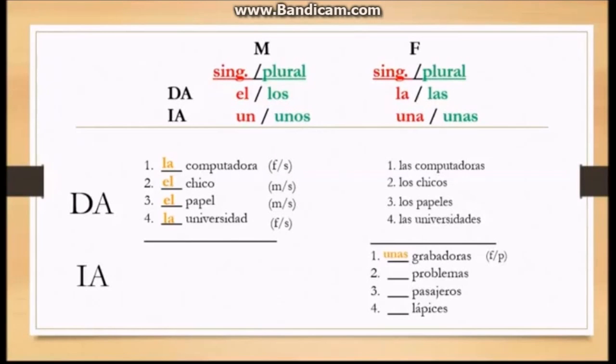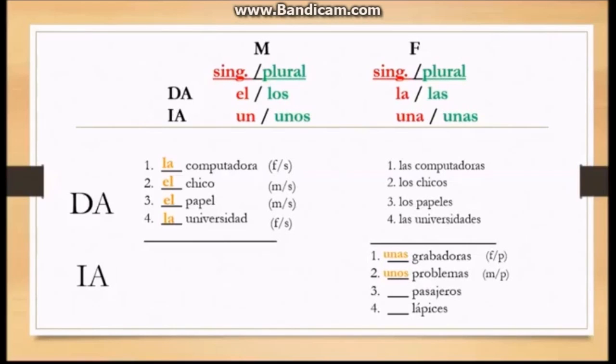Number 2 ends in S, which lets us know that it is plural. Before the S, we have EMA as an ending, which lets us know that it is masculine. We're looking for a masculine plural indefinite article. Unos problemas.